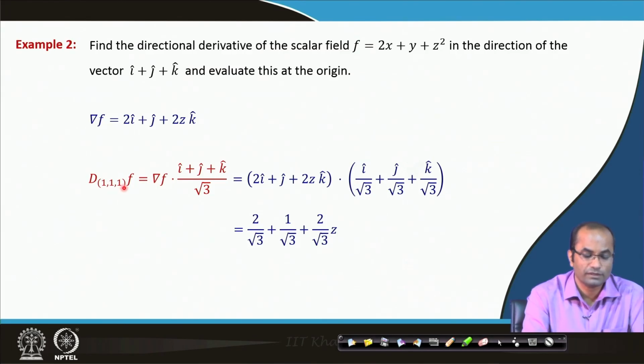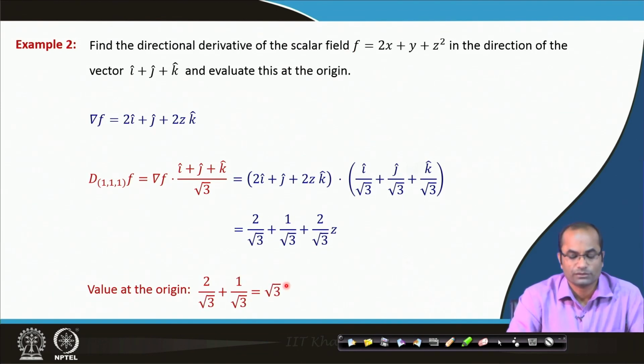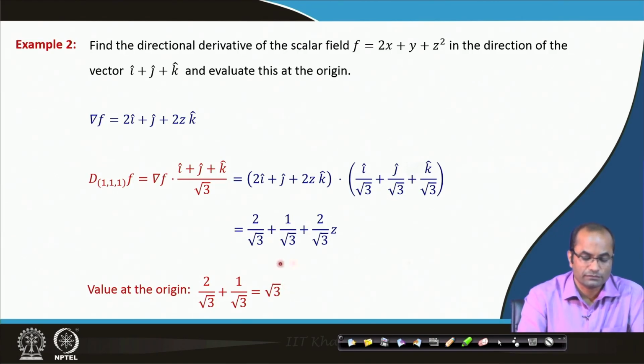At the point (1, 1, 1) in the direction of i plus j plus k. And if you want to evaluate this at the origin, we can put z to 0 and the value will be square root 3.